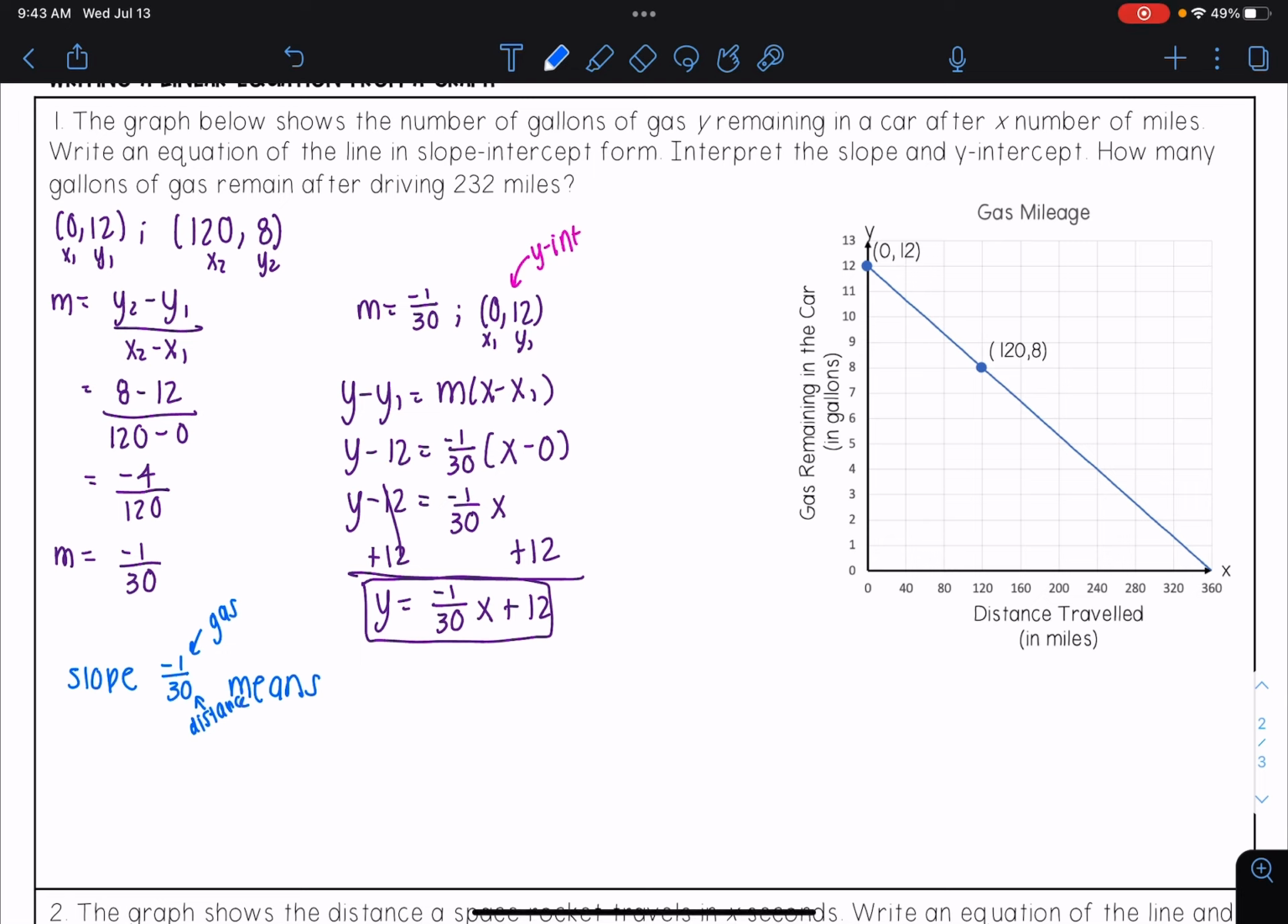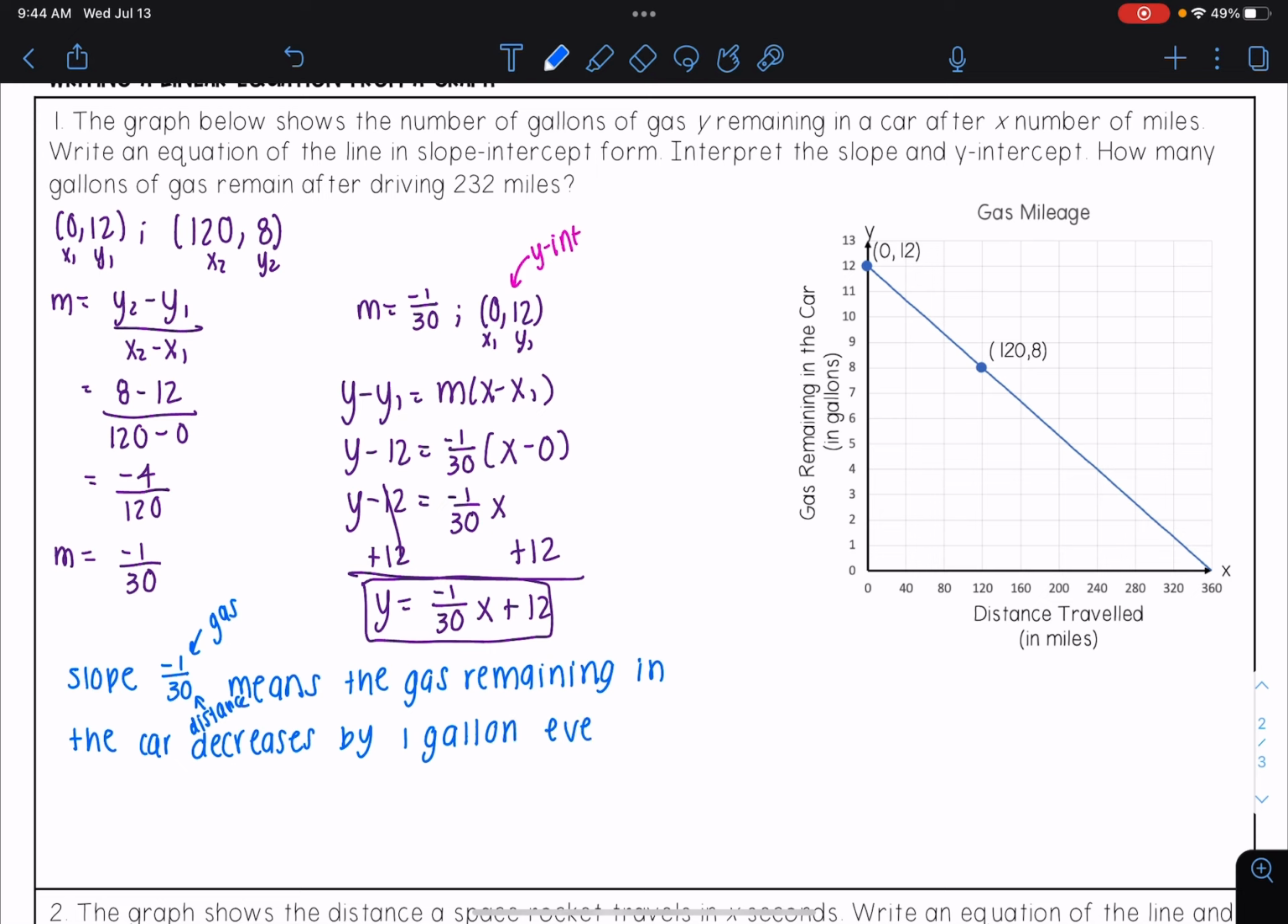So I can say the slope of negative 1 over 30 means the gas remaining in the car decreases by 1 gallon every 30 miles.